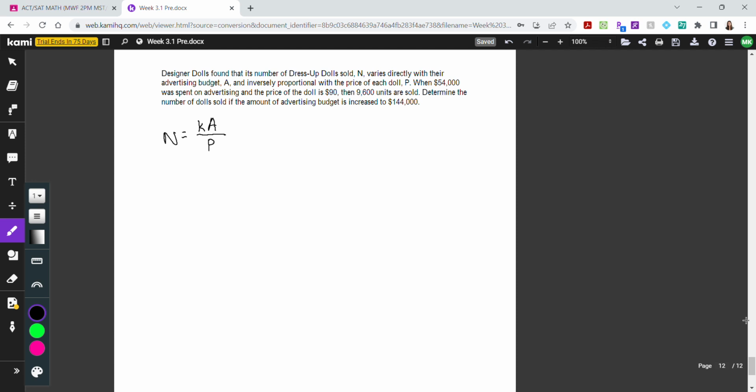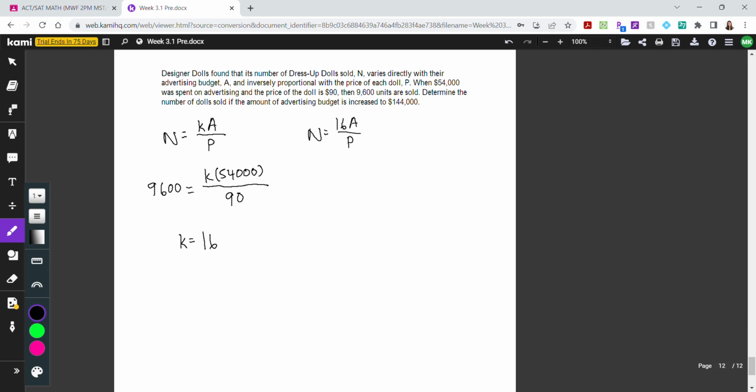When $54,000 was spent on advertising and the price of the doll is $90, then 9,600 units are sold. All right, so that means N is going to be 9,600, A is going to be 54,000, and P is going to be 90. From there, we are going to find the constant of proportionality, and after calculating everything, that's going to give us 16, right? So that means our equation is going to be N equals 16A divided by P.